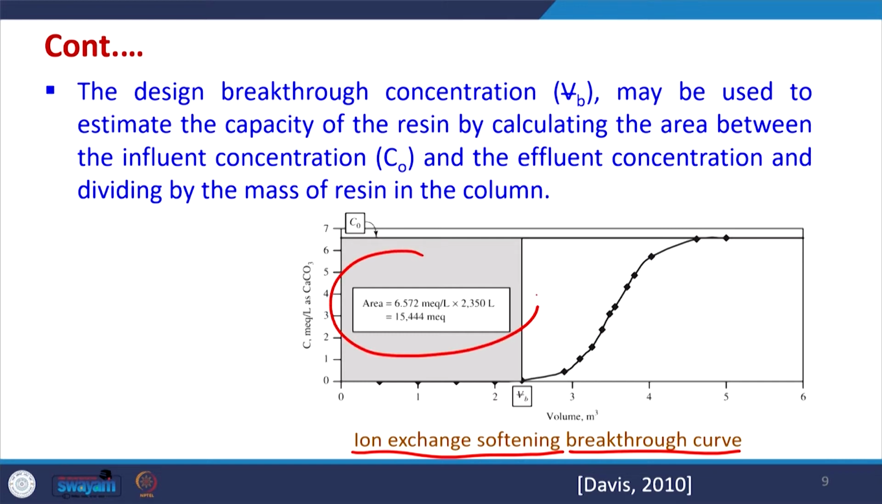And this is the point where we breach the concentration limit. As soon as it is breached, we can perform the operation up to this time only. So, we can find out the time here, and also the volume if we multiply by the flow rate. The design breakthrough concentration may be used to estimate the capacity of the resin by calculating the area between the influent concentration and the effluent concentration, and dividing by the mass of the resin in the column. Through that we can determine the capacity of the bead.